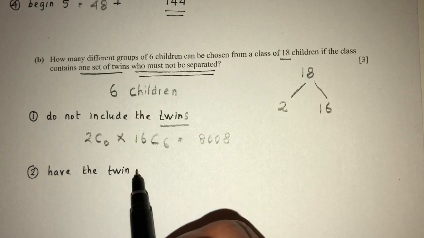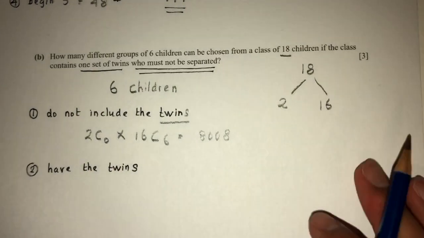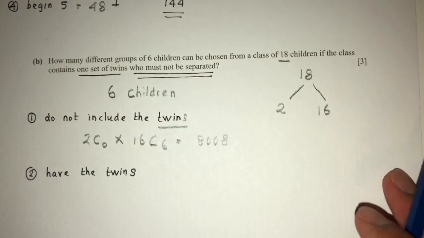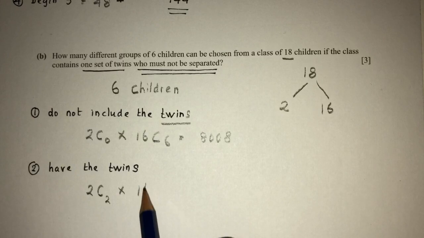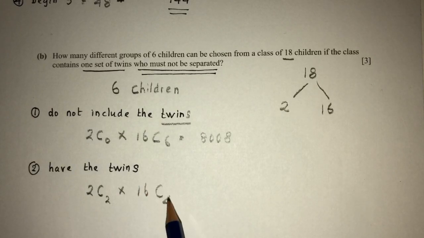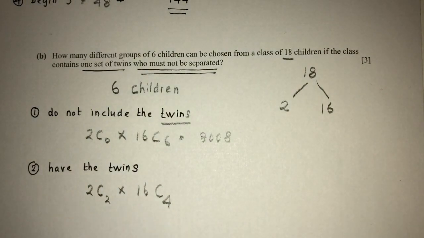So that will be the other way of choosing. Now if you have the twins, you will have to choose both because they say they cannot be separated. So from the 2 twins, you have to choose both. And from the remaining 16, you have to choose 4 people because you have to have 6 people in total. So 2 plus 4 is 6.